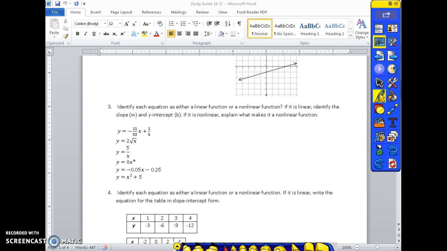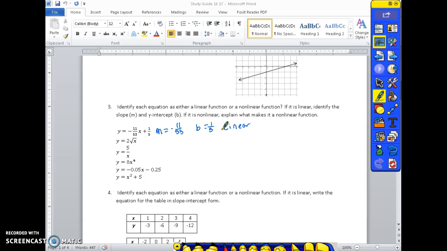Number 3 says to identify each equation as either a linear function or a nonlinear function. If it's linear, identify the slope and y-intercept. If it's nonlinear, explain what makes it a nonlinear function. So to look at each of these, our first one is y equals negative 11 over 53x plus 1/5. If it's a linear function, that means it can be written in slope-intercept form. This one is in slope-intercept form. So my slope is negative 11 over 53. My y-intercept is 1/5. This is linear.